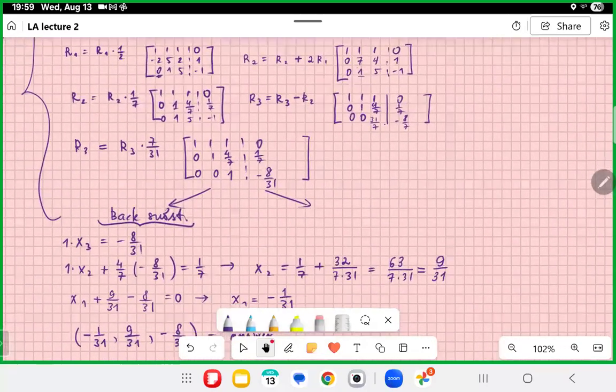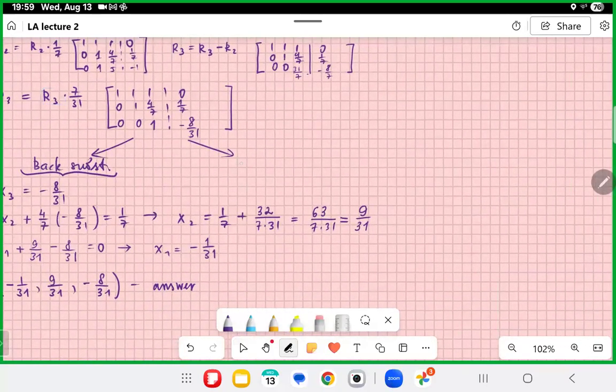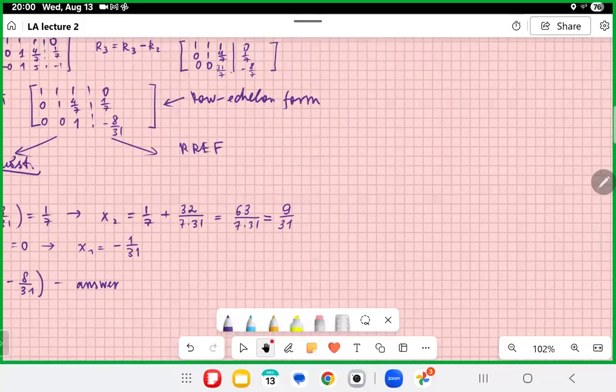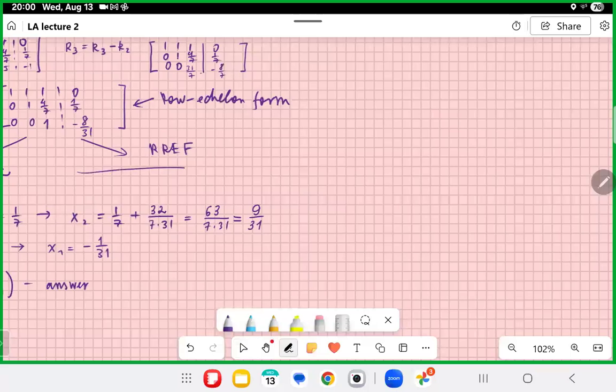Now, as I said, there is a second way to finish this problem. And the second way is going to bring the matrix to reduced row echelon form. This one is just row echelon form. But we can bring it to reduced row echelon form instead of back substitution. And that's supposed to give us the answer right away, right? Well, I'm going to move a little bit this way and do that reduced row echelon form around here in this space, right?